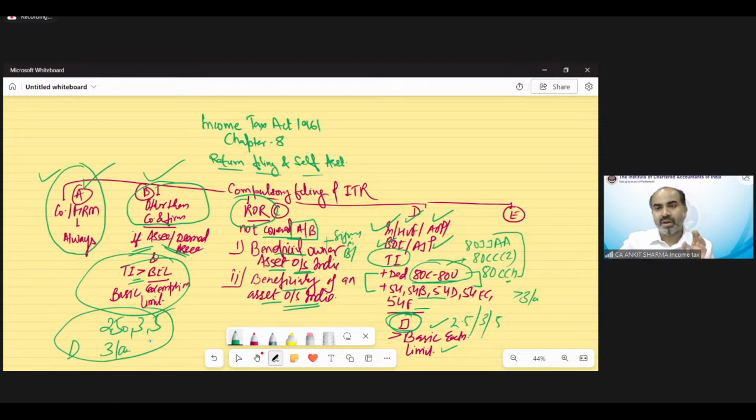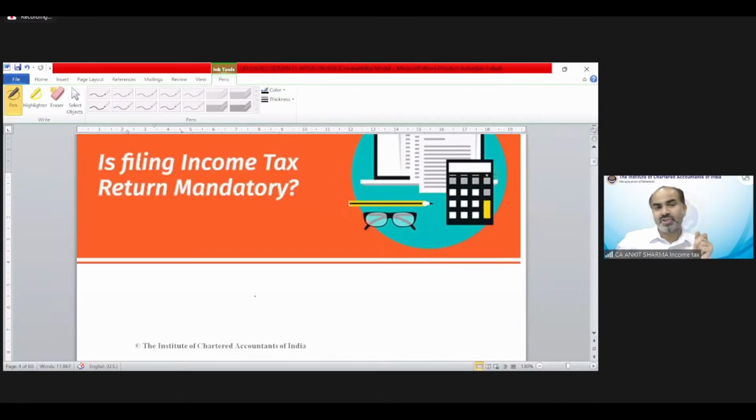Under point number E, there are specified transactions. If you do not fall in any other category, but you are fulfilling certain conditions and transactions, like your TDS deducted is more than 25,000, or in case of a senior citizen, it's more than 50,000, etc., then you also need to file your income tax return. So this is an important topic from your chapter number 8 that could be asked in examination, that who are required to file your income tax return.